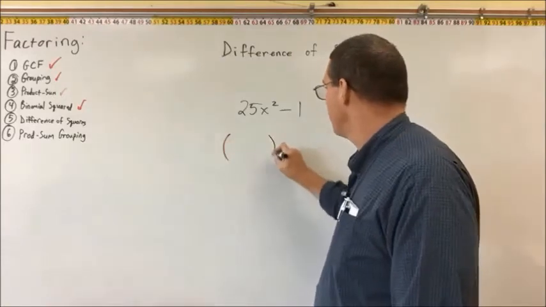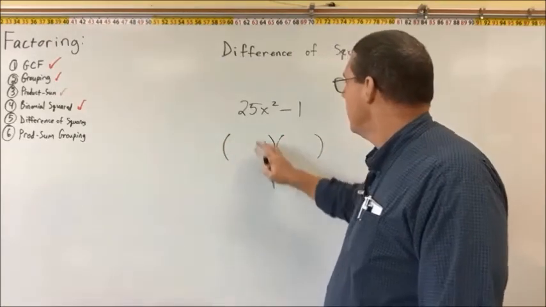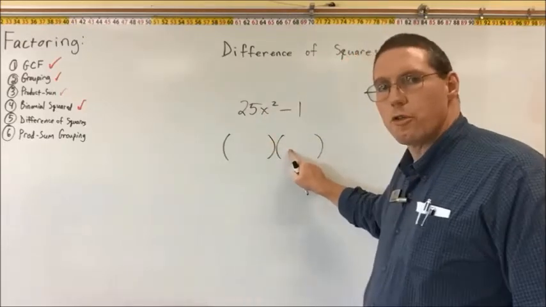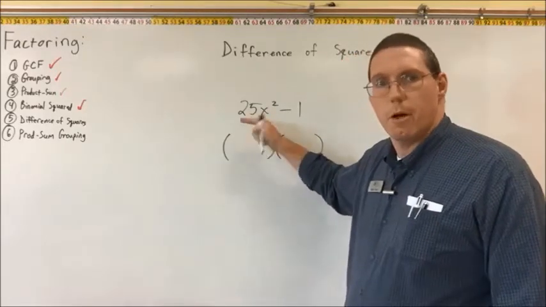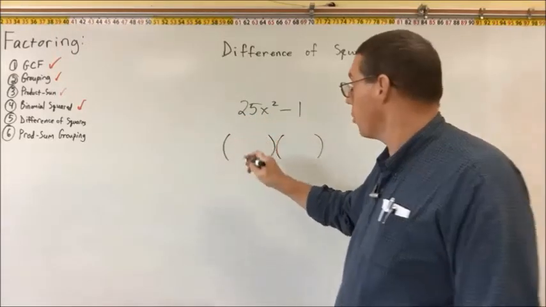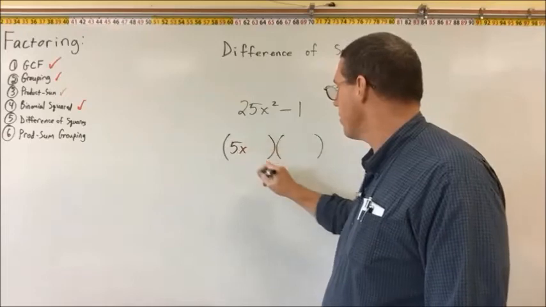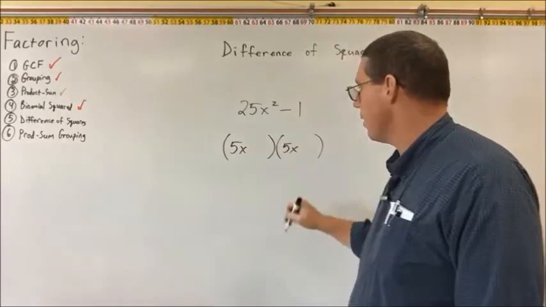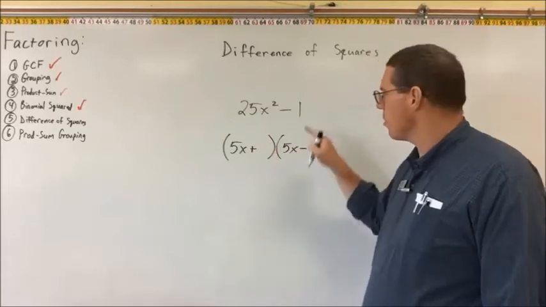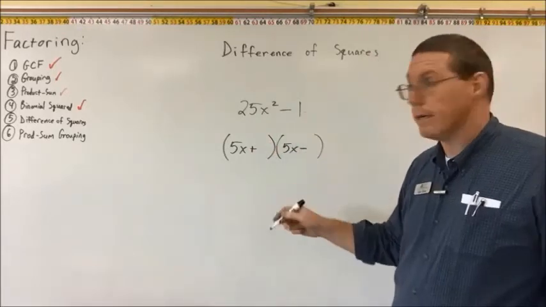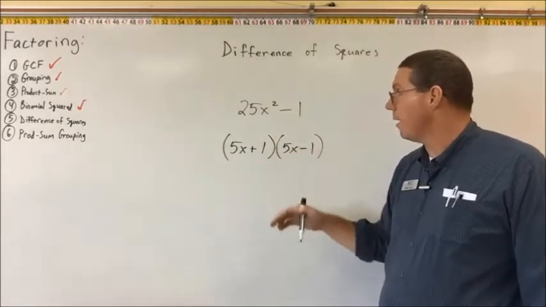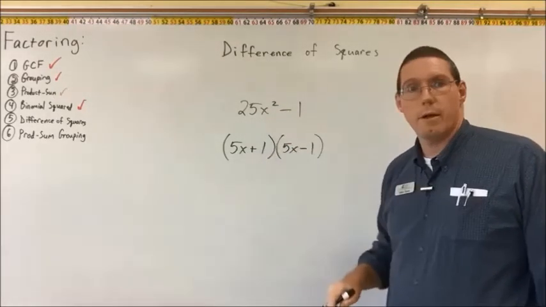Again, you would set up your 2 sets of parentheses. And what you're going to do now is, in addition to putting an x here and here, you're also going to take the square root of this number. What's the square root of 25? Right, 5, right? So we're going to put a 5 here with the x, a 5 here with the x. We're going to put a plus here and then a minus here. And then what's the square root of 1? 1. So put a 1 here and a 1 here. Yep. And if you were to work this out, you would end up with 25x squared minus 1.